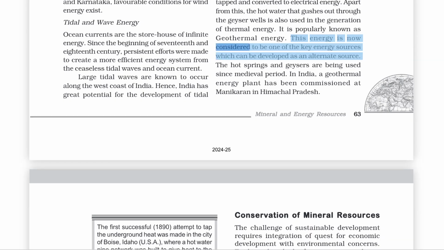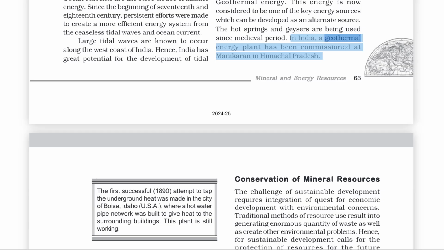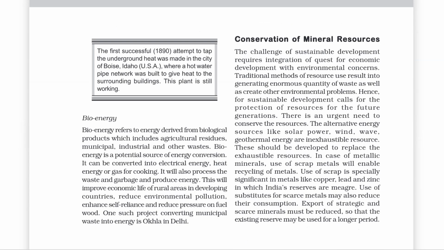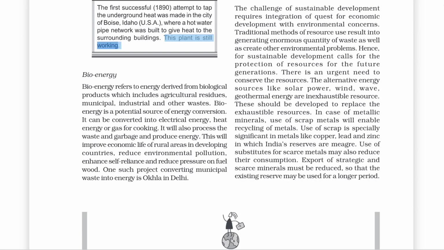This energy is now considered to be one of the key energy sources which can be developed as an alternate source. The hot springs and geysers have been used since the medieval period. In India, a geothermal energy plant has been commissioned at Manikaran in Himachal Pradesh. The first successful attempt to tap the underground heat was made in 1890 in the city of Boise, Idaho, USA, where a hot water pipe network was built to give heat to the surrounding buildings. This plant is still working.